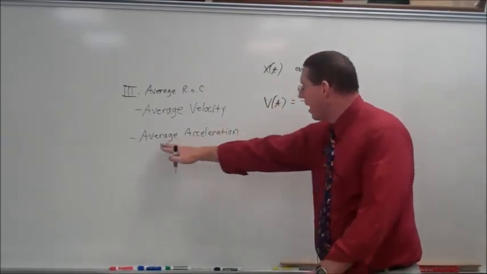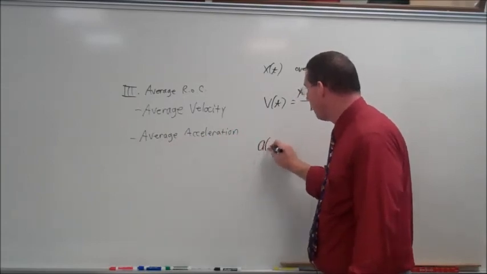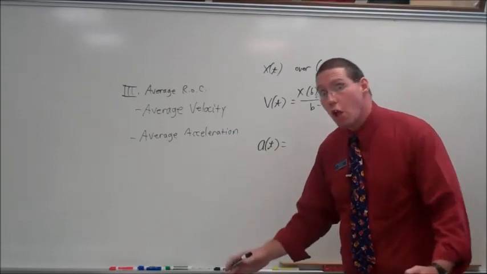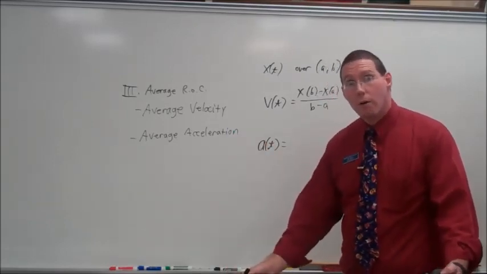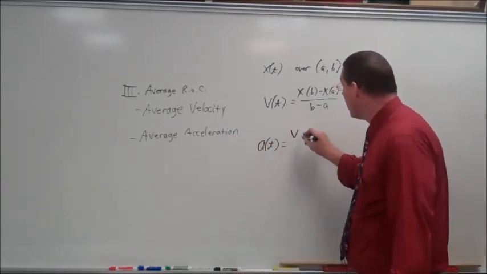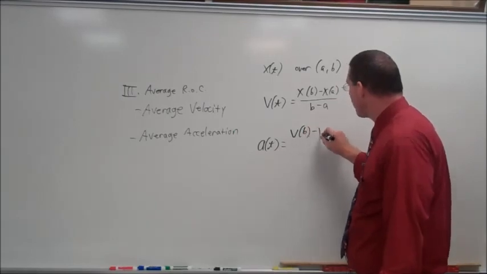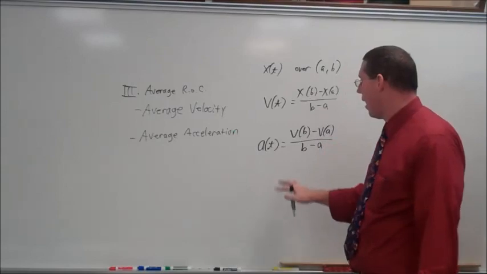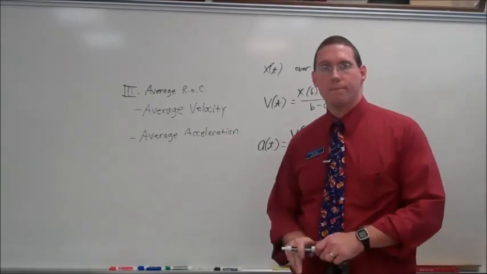Similarly, if you want the average acceleration, a of t, that's going to be the slope of velocity, right? So we have to do v of b minus v of a over b minus a for the average acceleration.